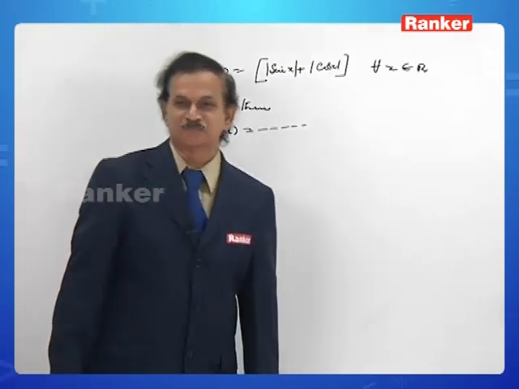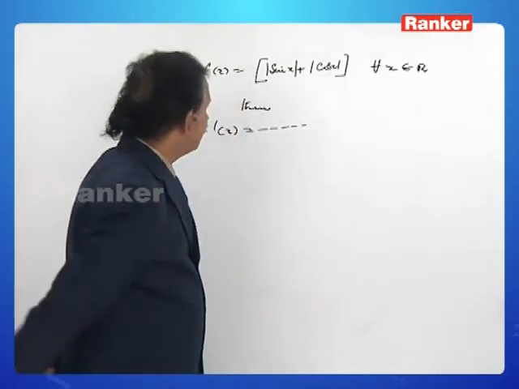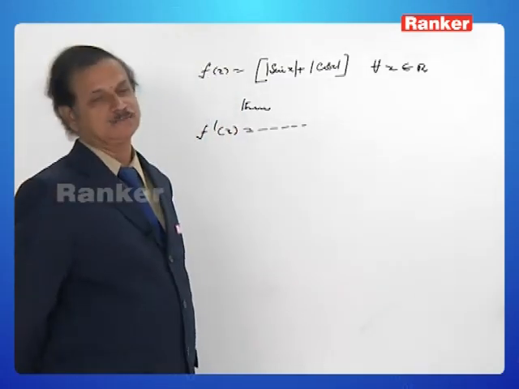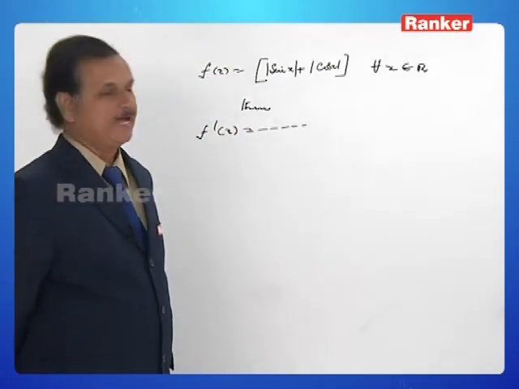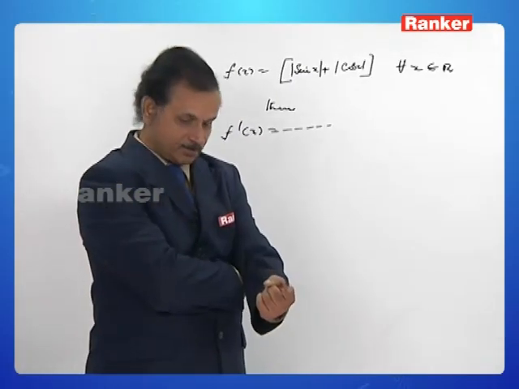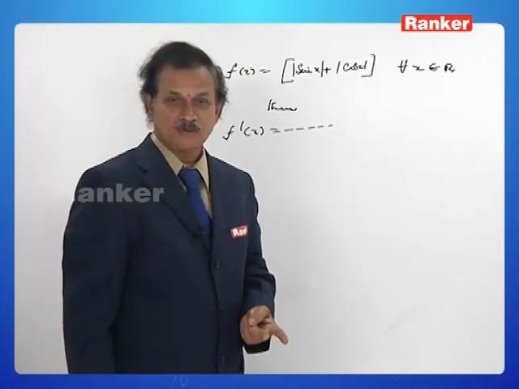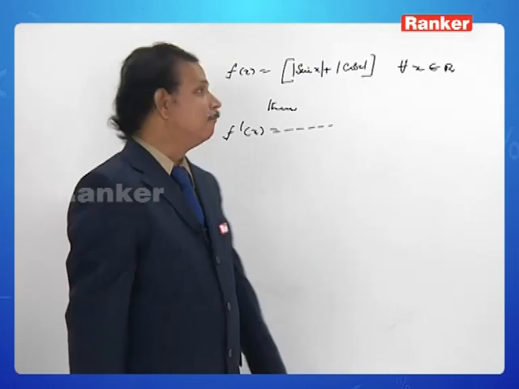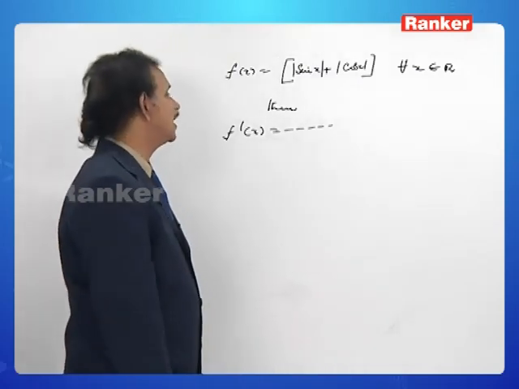Another beautiful question is before us. You think of f of x is equal to integral part of mod sin x plus mod cos x for all x belongs to R. Here you see, 4 functions are there. Sine function, cos function, modulus function, greatest integer function. Mod sin x plus mod cos x.